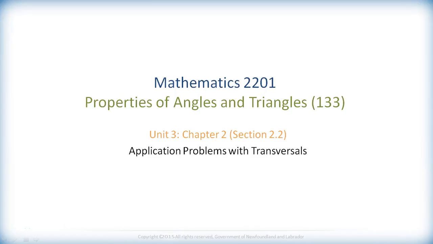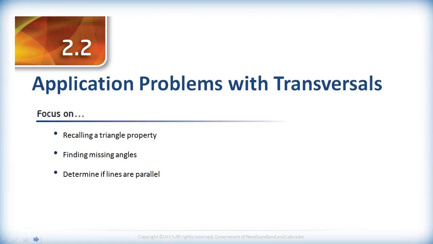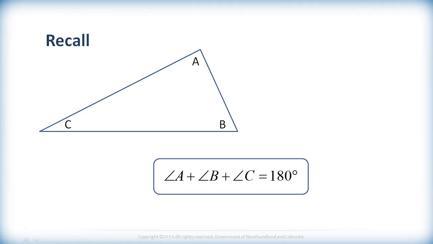All right, so we're going to do some applications problems now with transversals. Let's see what we can come up with. Installment 133. How old are we? So we're going to first recall one of our old triangle properties, digging in our memory banks. And then we're going to find some missing angles and determine if lines are parallel. Let's see what we got here.